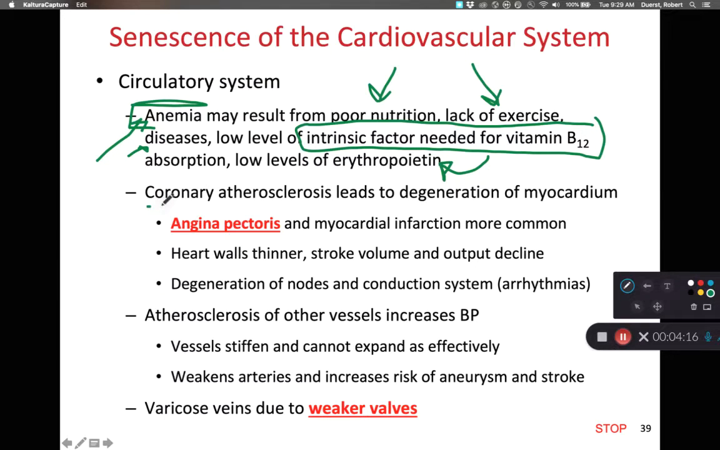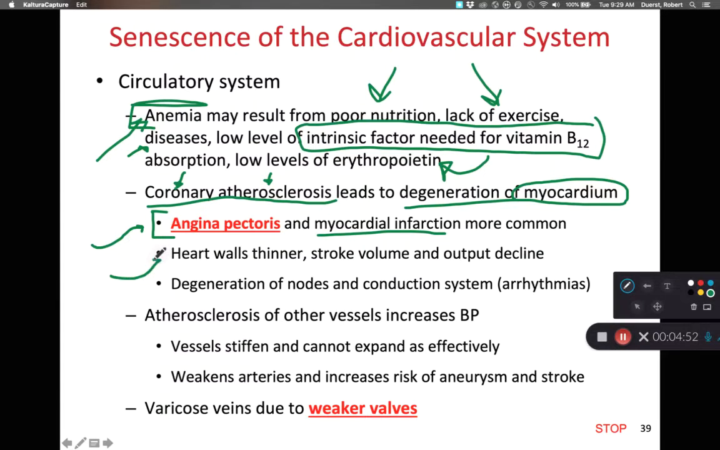As we look at coronary atherosclerosis, atherosclerosis is the buildup of lipids, LDL, low-density lipoproteins, within a blood vessel. The particular blood vessels in question are the coronary arteries. So if we have coronary atherosclerosis, that could lead to degeneration of the heart muscle, the myocardium. It also can contribute to angina pectoris and myocardial infarction. These two things become increasingly frequent as we age because, generally speaking, we have a buildup of low-density lipoproteins within our blood vessels.